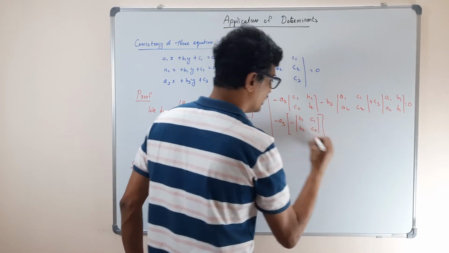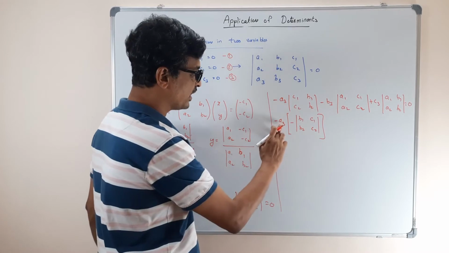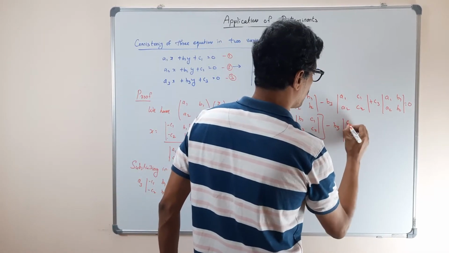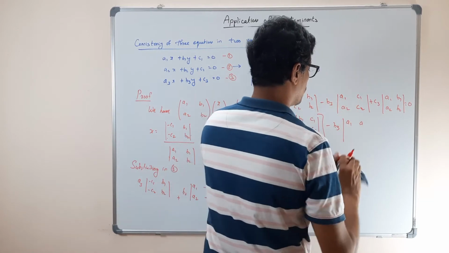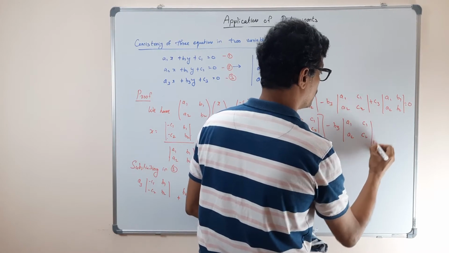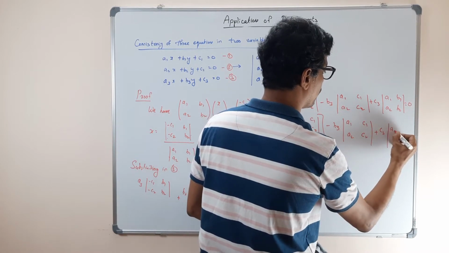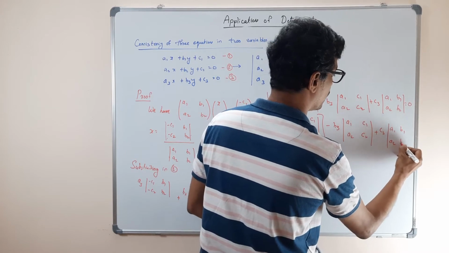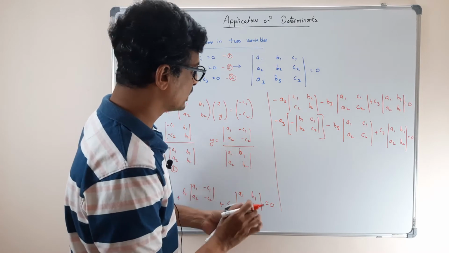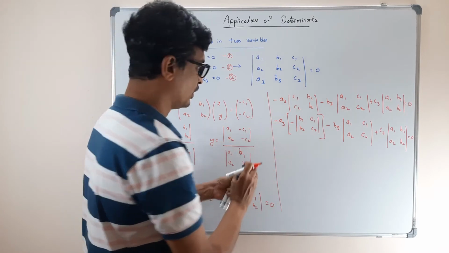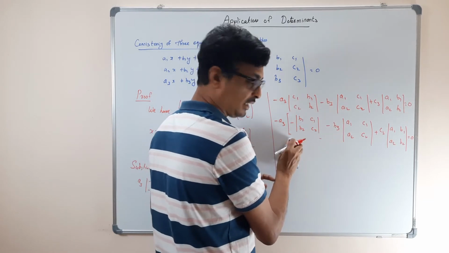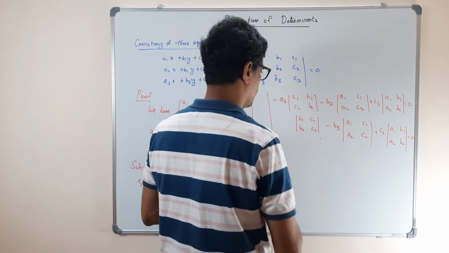Correct? So this is minus of this. So now minus minus becomes plus. Right? So let us then minus B3 into A1, C1, A2, C2 plus C3 into A1, B1, A2, B2 equal to 0. Correct? So minus minus becomes plus. So this will eventually change it to plus A3. Correct? Am I right or wrong? A3.